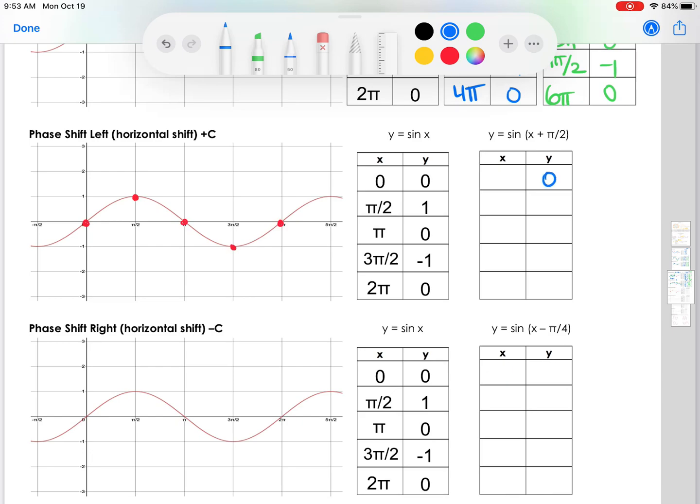Okay, so really what's happening here is that my x is changing. So all of my y values are going to stay the same. I still have 0, 1, 0, -1, and 0. But I am going to move it to the left pi over 2. So if I take 0 and I move it to the left pi over 2 spaces, I'm at negative pi over 2. If I take pi over 2 and move it to the left pi over 2, I'm at 0. Again, pi over 2 would put me here at pi over 2. So I've moved everything to the left pi over 2 spaces.